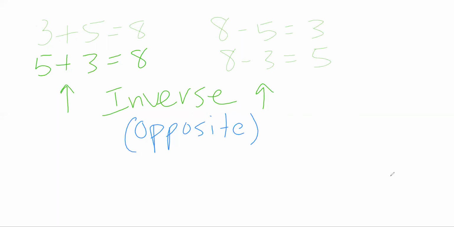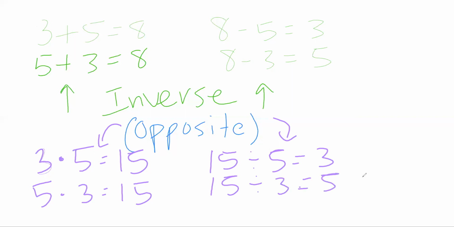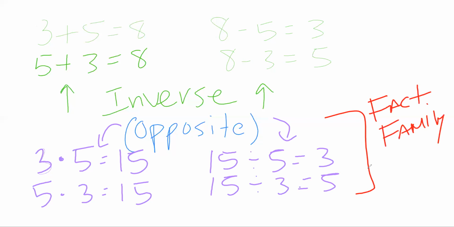If we thought about the inverse and the opposite of multiplication, that could be that 3 times 5 equals 15, which means 5 times 3 equals 15. And then that inverse, that opposite, would be division. So 15 divided by 5 equals 3, or 15 divided by 3 equals 5. And all of these are just a representation of what we like to call the fact families.